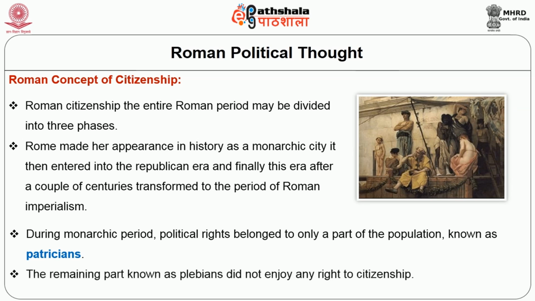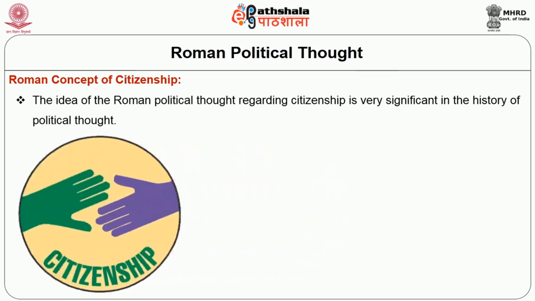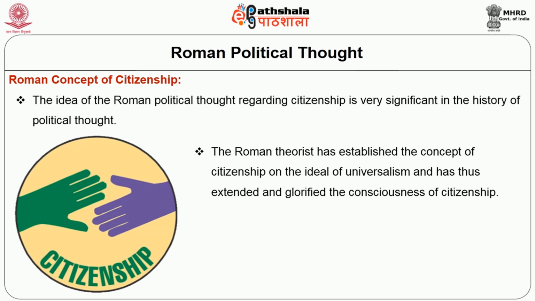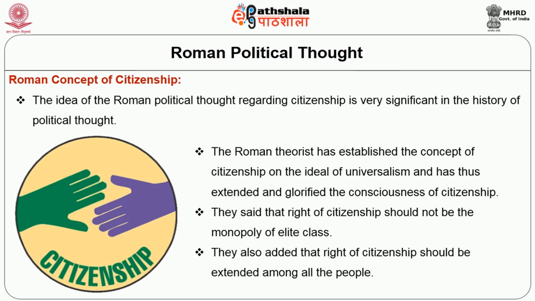The remaining part, known as plebeians, did not enjoy any right to citizenship. The idea of Roman political thought regarding citizenship is very significant in the history of political thought. The Roman theorists established the concept of citizenship on the ideal of universalism and thus extended and glorified the consciousness of citizenship. They said that the right of citizenship should not be the monopoly of the elite class. They also added that the right of citizenship should be extended among all people.